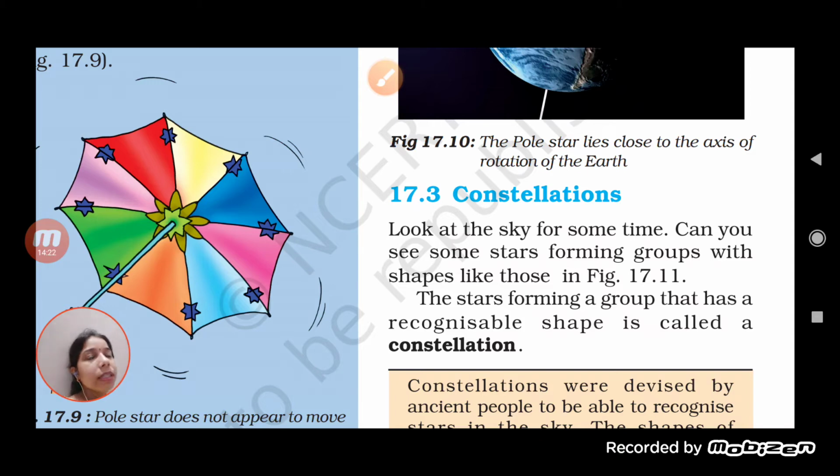Although, students, these days there are a lot of different methods, like the magnetic compass, which are basically used to find the direction, but earlier the pole star was there to find it out. Next is the constellation.